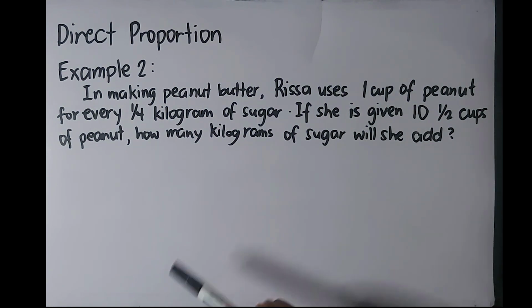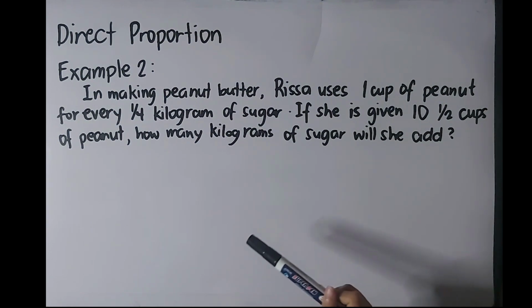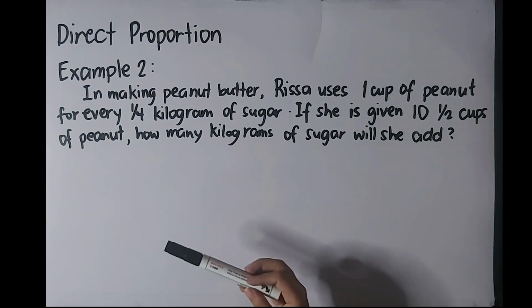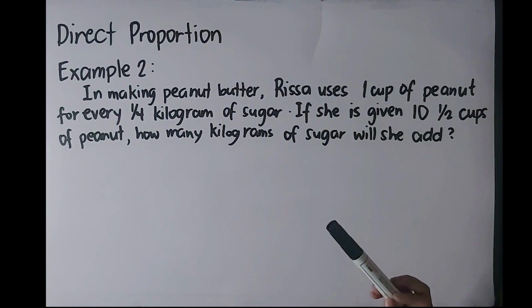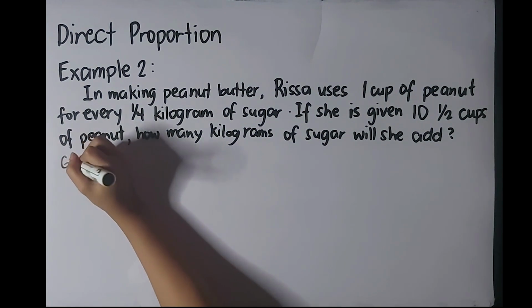Why? This involves mixing of ingredients. To balance the taste of the peanut butter that Risa is making, it needs to have the direct proportion of the ingredients. So when you increase the sugar, the number of cups of peanuts should also increase. So let's have the solution first.